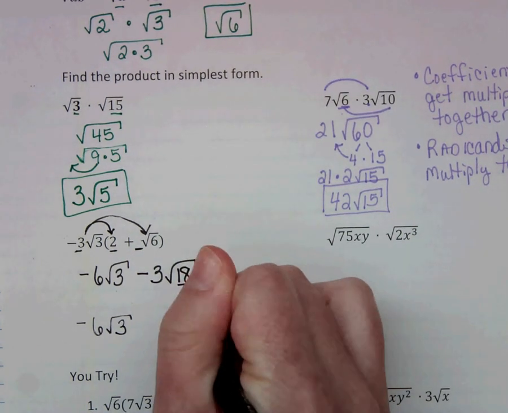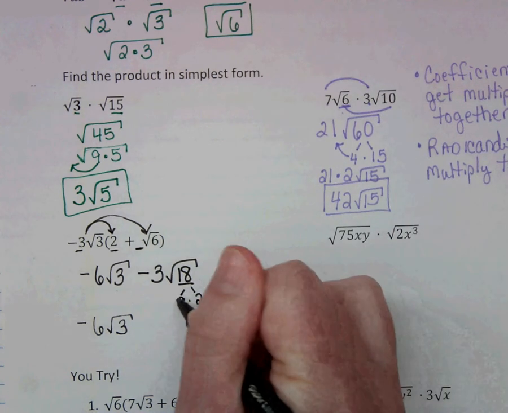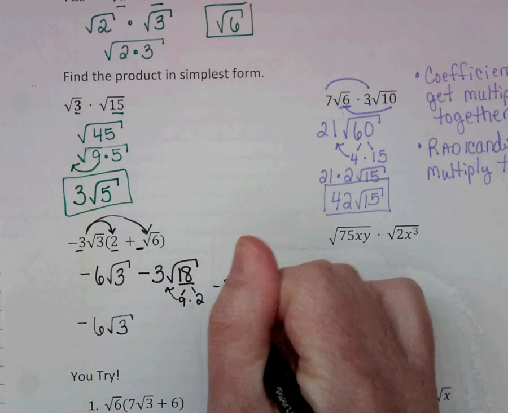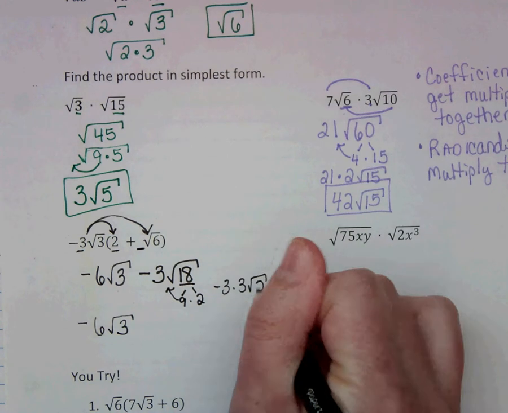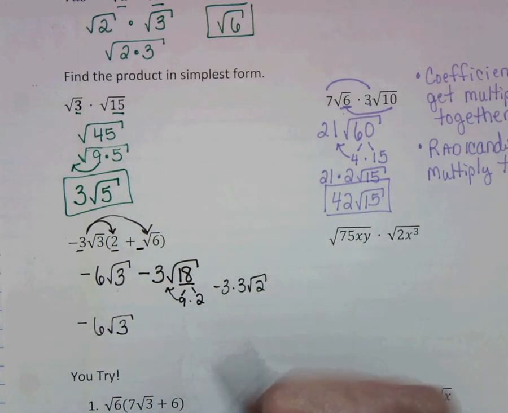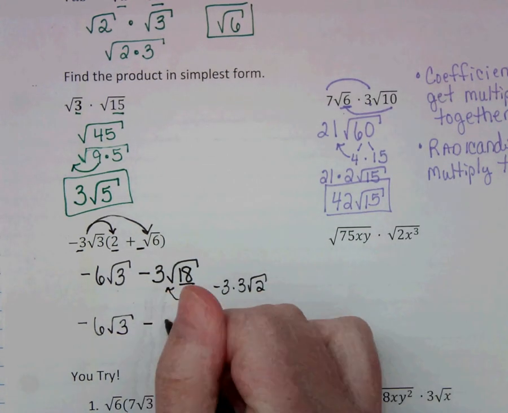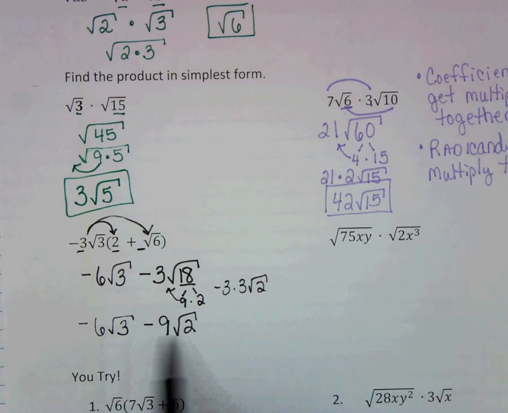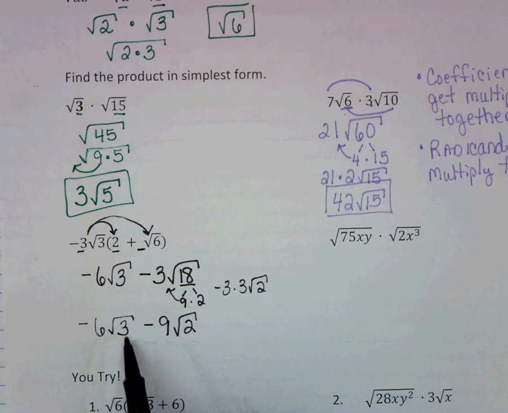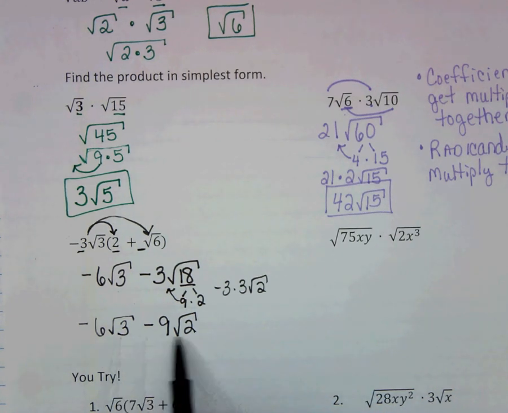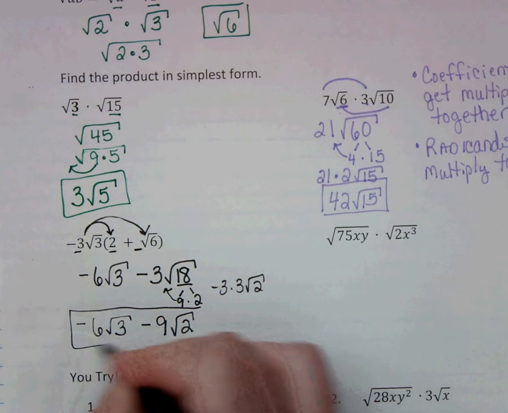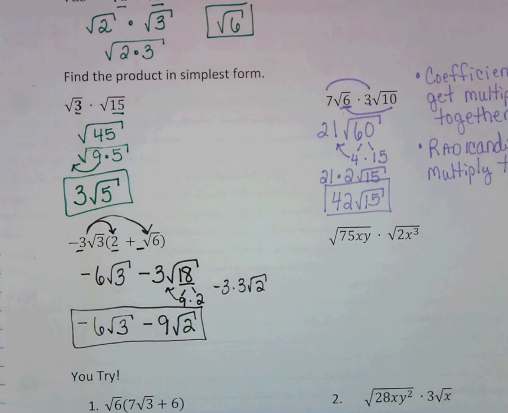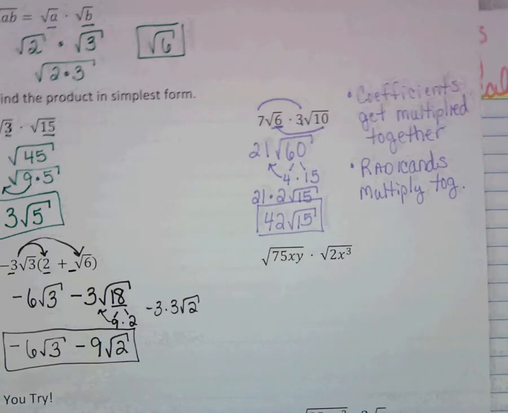18 would break down to 9 times 2. So the square root of 9 is 3. So that's kind of what I'm doing there. So this is going to be minus 9 the square root of 2. Now double check. We can't combine these. We're adding and subtracting now. These are not like radicals, and so that would be it. That would be simplest form. Okay. Let's look at one more.